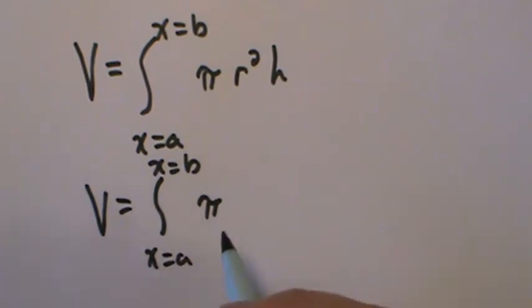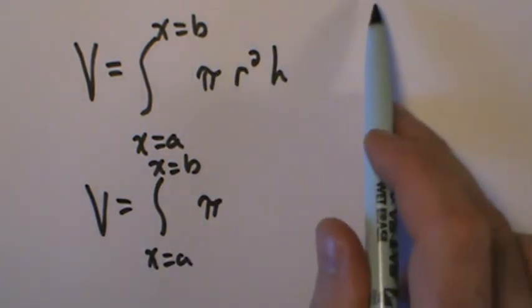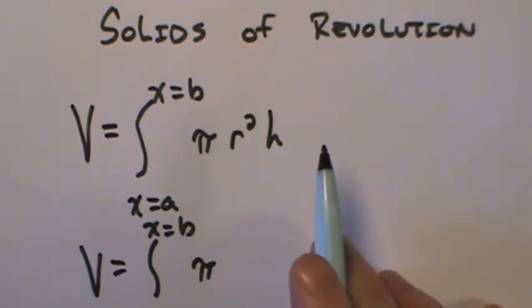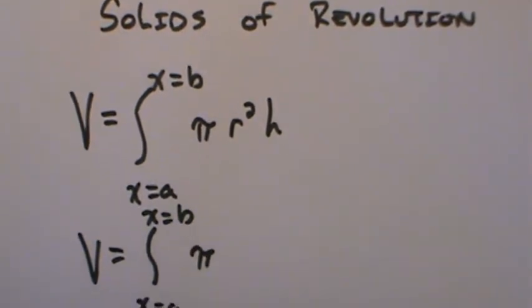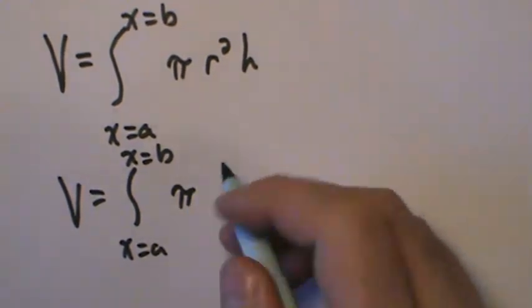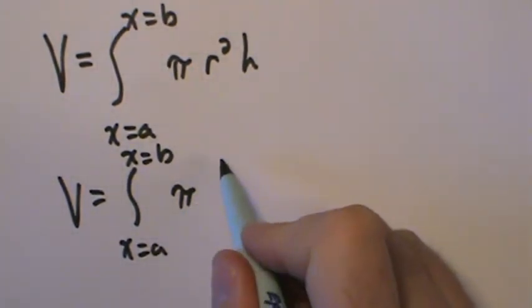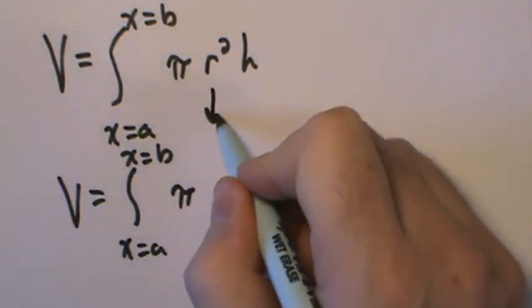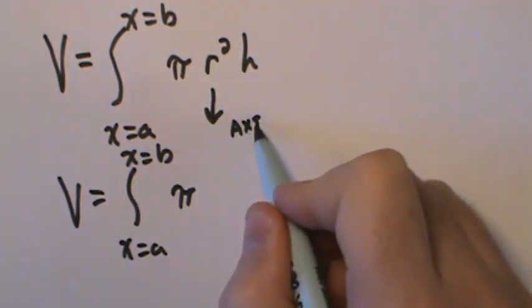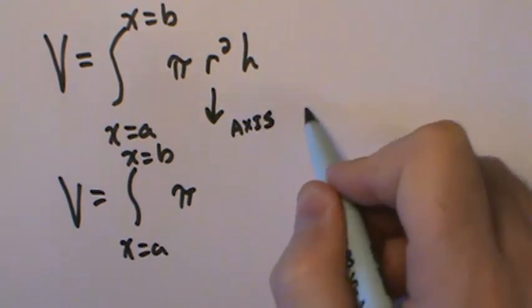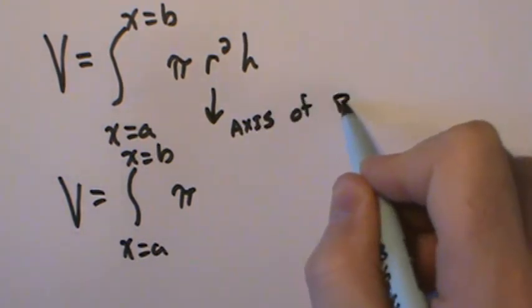You're going to have to decide your function, and usually when you do solids of revolution, we'll start revolving about the x-axis, and then we'll do the y-axis, and then we can do other lines. But we'll start with this. We'll say f of x, it's going to be your axis of revolution.